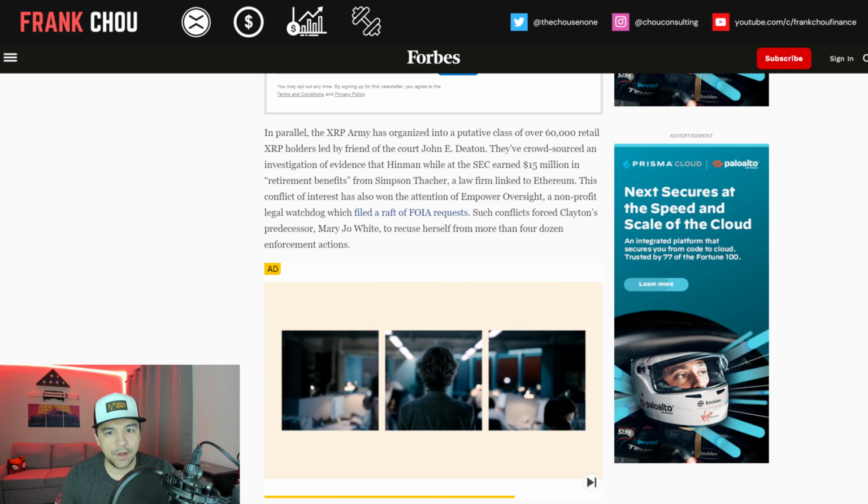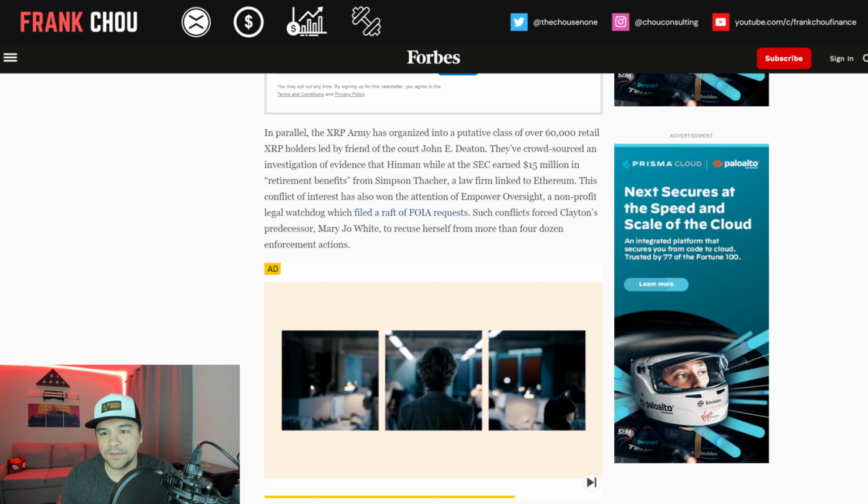In parallel, though, the XRP Army has organized into a putative class of over 65,000 retail XRP holders, led by friend of the court John Deaton. They've crowdsourced an investigation of evidence that Hinman, while at the SEC, earned $15 million in retirement benefits from Simpson Thatcher, a law firm linked to Ethereum.